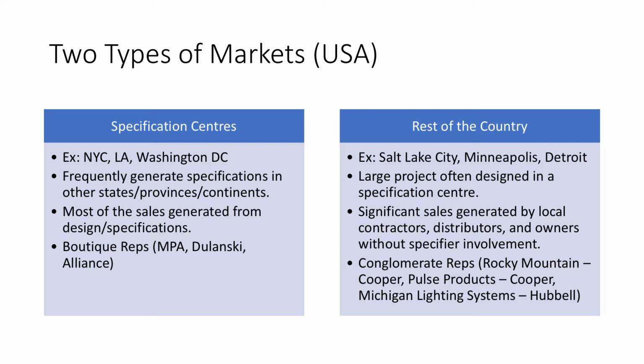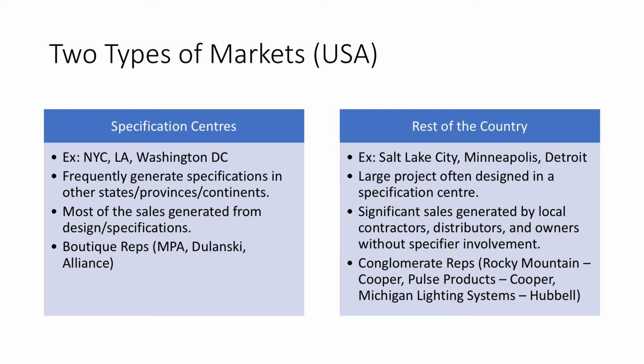But what these boutique reps do is, because when you're involved in these specification centers, there are a lot of exciting projects. There are a lot of projects that require specialty lighting, color changing lighting, or very high towers. Then the sales volume generated from these specification centers supports boutique reps who only represent, and are knowledgeable about, our types of lighting. And the rest of the country in the USA, places like Salt Lake City or Minneapolis or Detroit, typically they're dominated by the larger reps. So they have larger projects that can be designed from out of state.